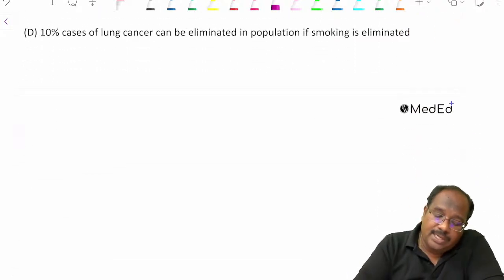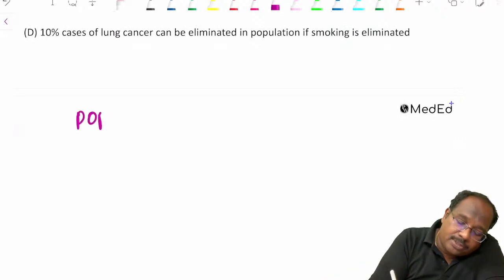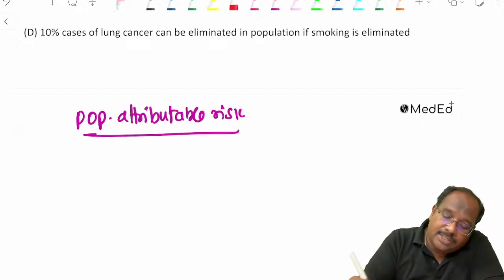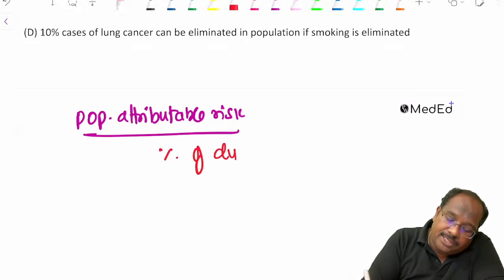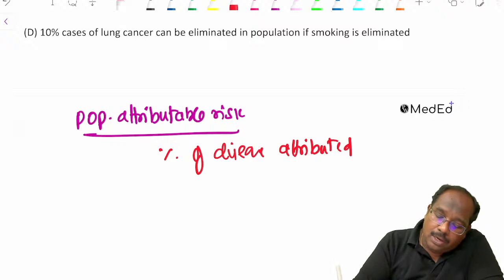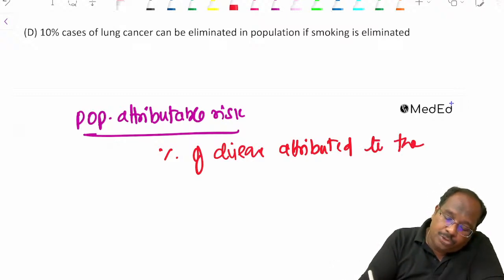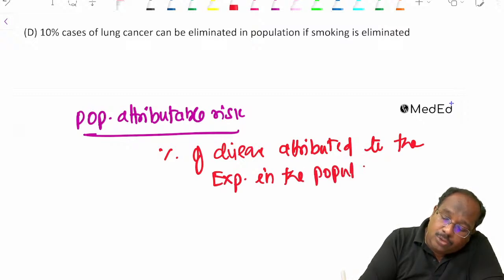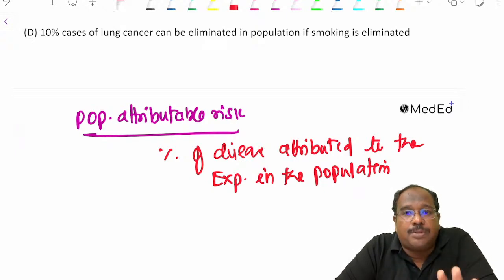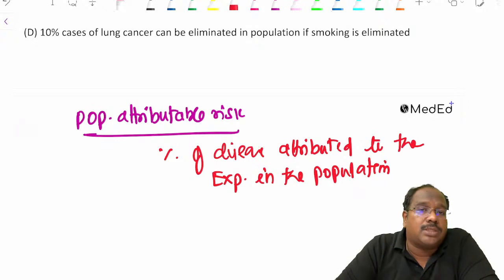The second one is called population attributable risk. What does population attributable risk say? How much percentage of disease is attributed to the exposure in the population. So the two are different. Attributable risk talks about only the exposed people. Population attributable risk talks about the population.